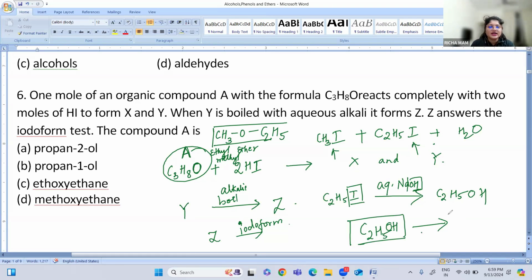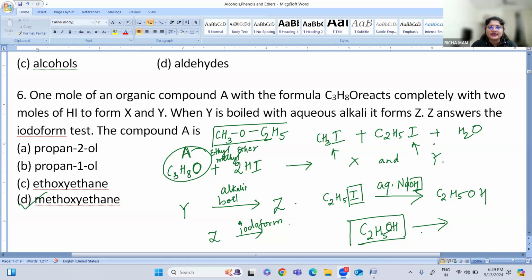So what is the answer? It is methoxyethane, option D. Yes, D is the answer. All have answered D. Amulya has answered D, Asma has answered D, Preeti has answered, Lubna has answered. So D is the answer.